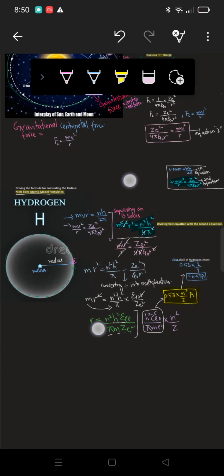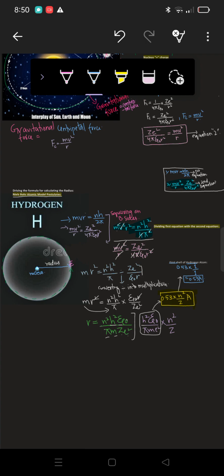I hope this derivation for the formula of radius is clear to you all. In the next video, we're going to discuss the velocity.